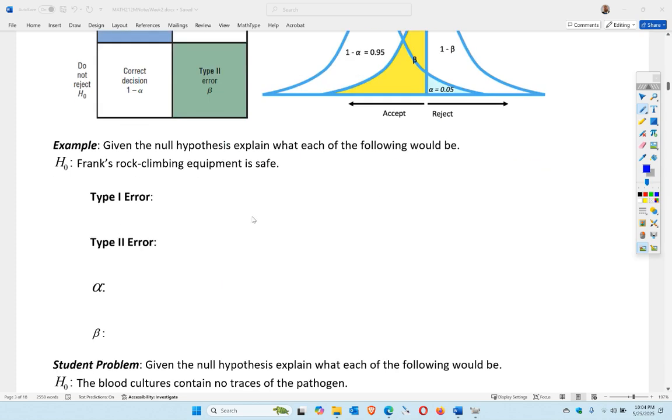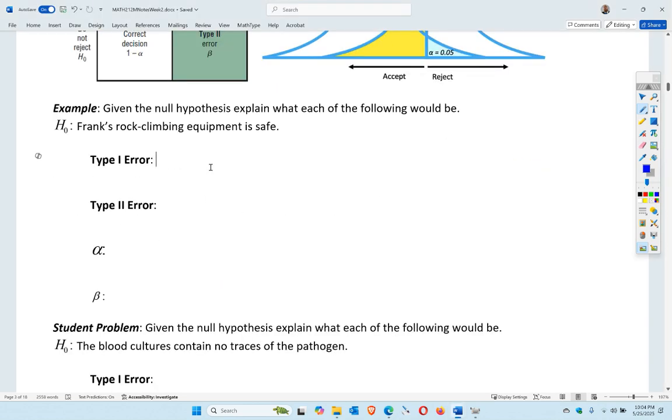Okay. All right, so we have here, given a null hypothesis, Frank's rock climbing equipment is safe. Frank thinks the equipment is dangerous when it is safe. Right? So basically it's a false positive, right? So he's rejecting the null hypothesis when he shouldn't have done that, right? It's a type 1 error.